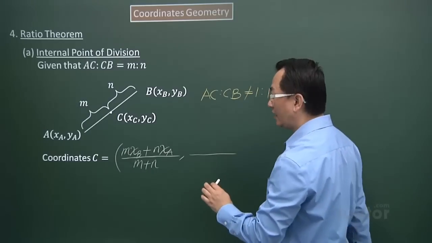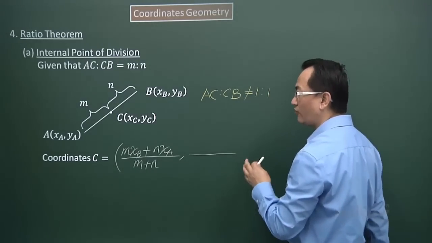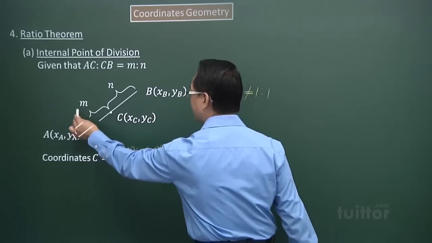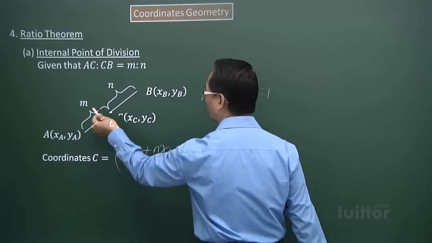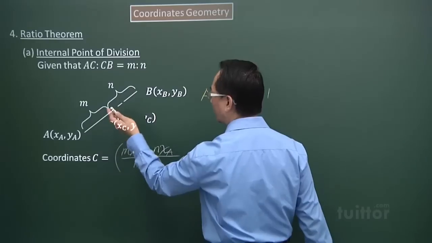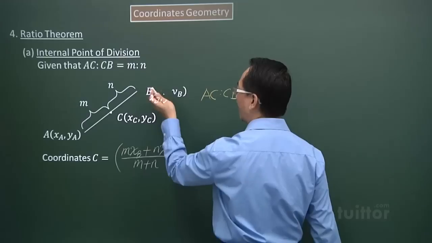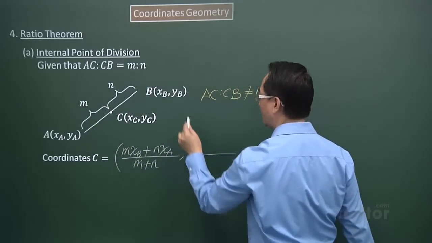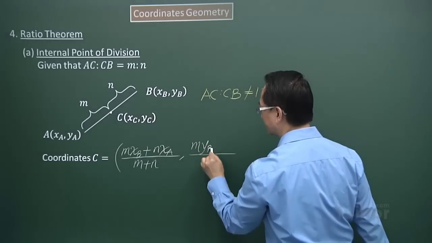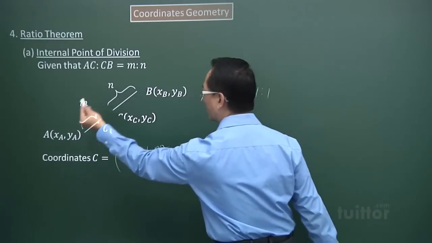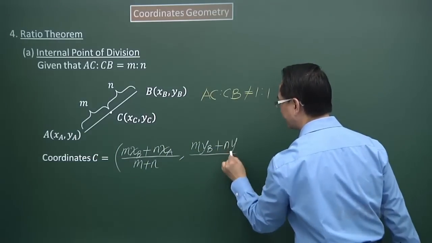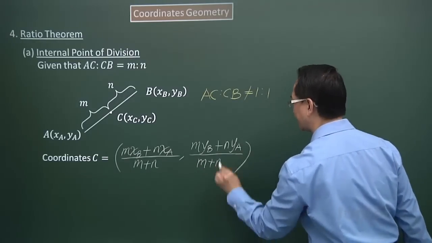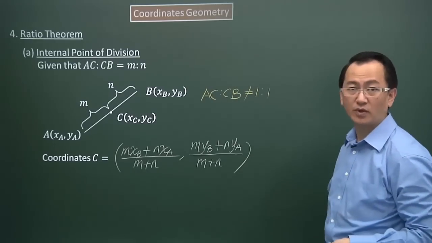So look at it carefully. I'm going to run through the same process for the coordinates of y. So I will take this m, which is on the other side of the C as B. So I take the m, multiply to YB, plus n multiplied to YA, divided by m plus n parts. So this is internal point of division.